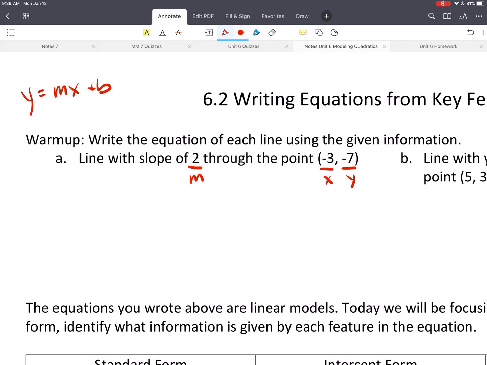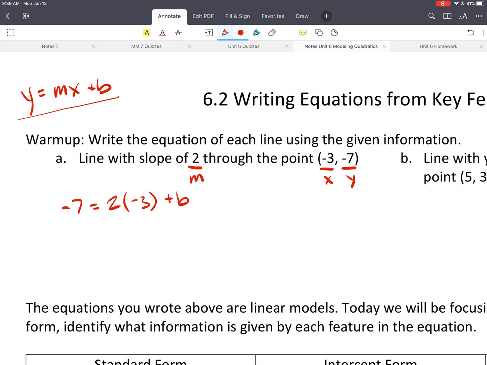All right, so looking at our formula for slope-intercept, the only thing we're missing is b. So we can plug everything in. So y is -7, m is 2, x is -3, and we have plus b. Okay, so the idea is that we will have enough information that we can solve for the missing value, and then we can come up with our final equation.